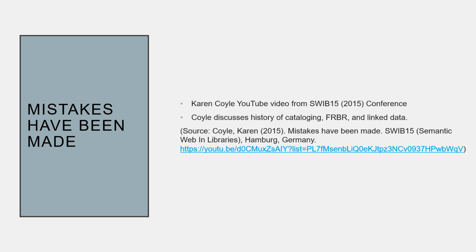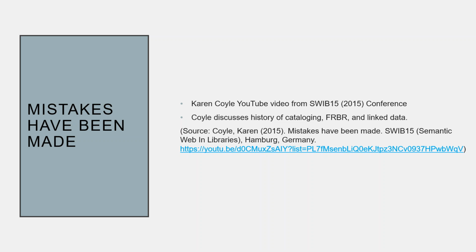Karen Coyle participated in the Semantic Web and Libraries Conference in 2015, and I've got a link to the YouTube video there. She discusses the history of cataloging, FRBR, and linked data, which I found very interesting. So if you have a chance to watch it, it's not very long. But she calls it "Mistakes Have Been Made."